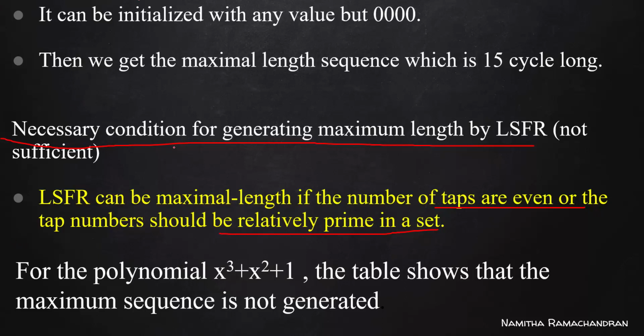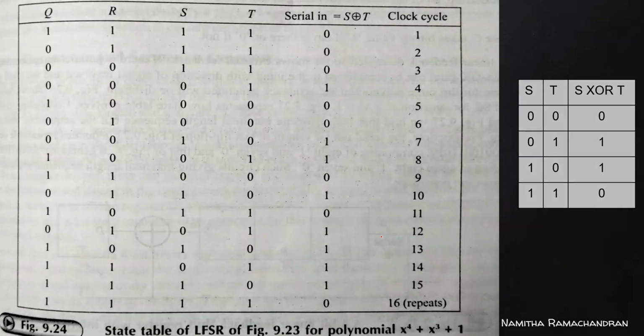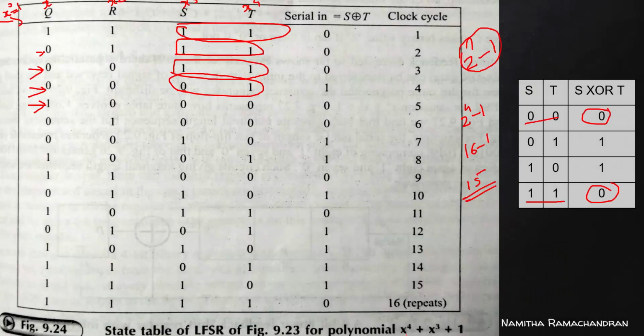What is the meaning of a necessary condition? If the given LFSR generates the maximum possible states, then that LFSR should always satisfy this condition. The tap numbers are even, or the tap numbers should be relatively prime in a set. What is a tap number? The x terms indicate the tap numbers. Here we have one x term, another x term, and this particular polynomial generates the maximum number of states.